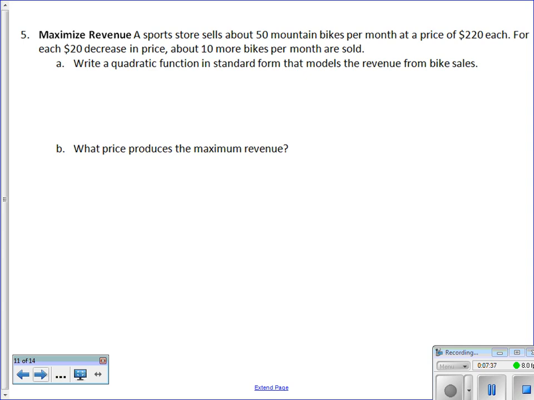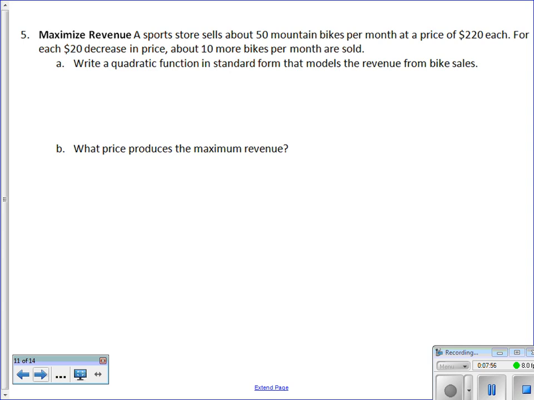So this one, we have to set things up. We have to actually write a quadratic formula. So I'm going to teach you guys a set method for doing this. A sports store sells about 50 mountain bikes per month at a price of $220 each. For each $20 decrease in price, there are 10 more bikes sold per month.